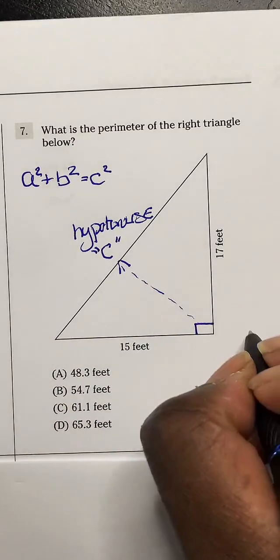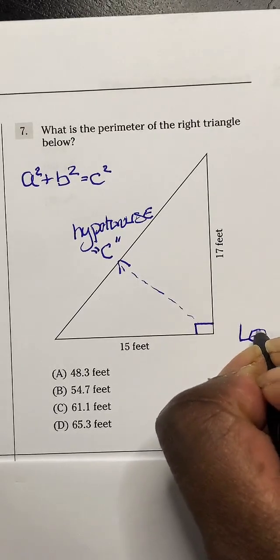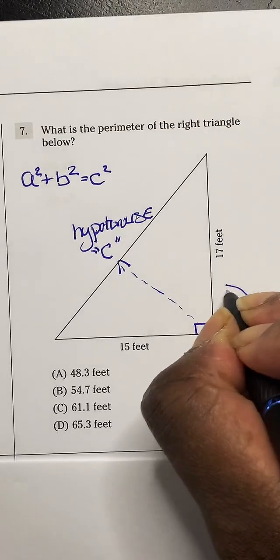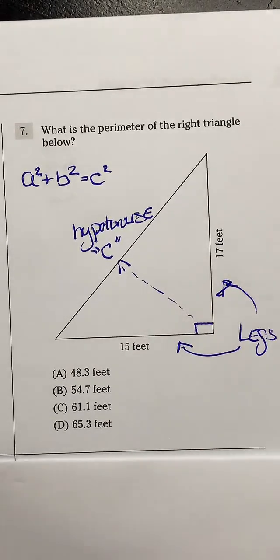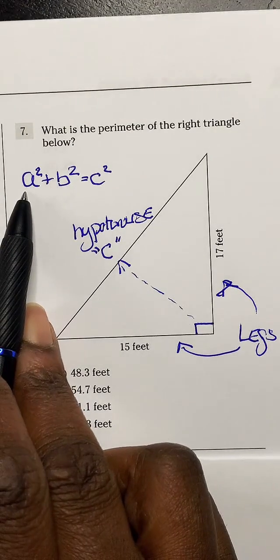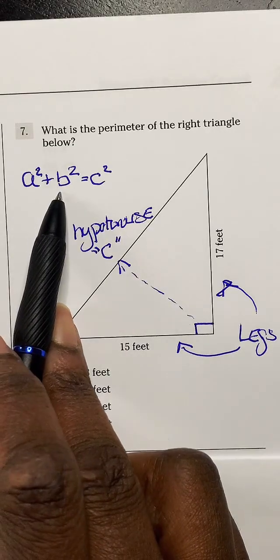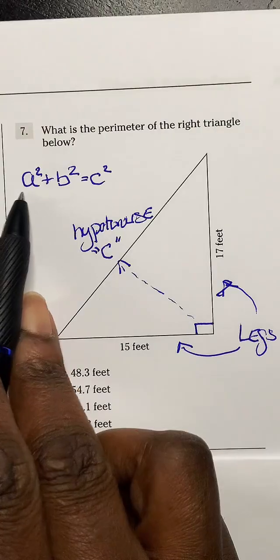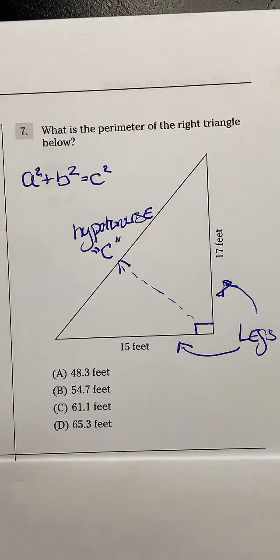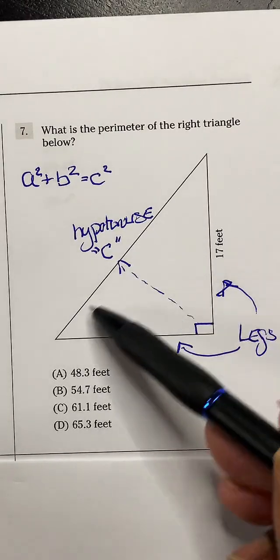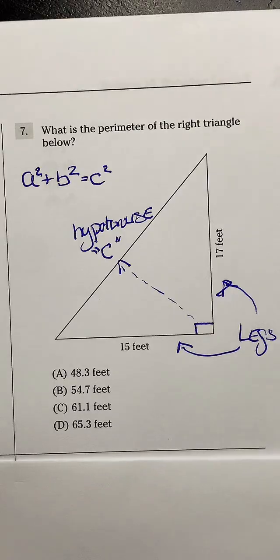Now, these two other sides, they're called legs. I know, I didn't invent this, but I know how to explain it. Your two legs, those are your A's and your B's. It doesn't matter, they're interchangeable. So if you want to say 15 squared for your A and 17 squared for the B, awesome. If you want to say 17 squared and then plus 15 squared, awesome, not a problem. But no matter what, your longest side is always going to be your C.